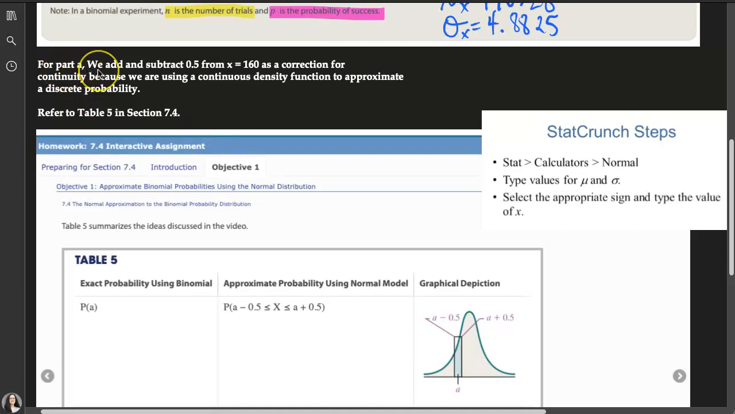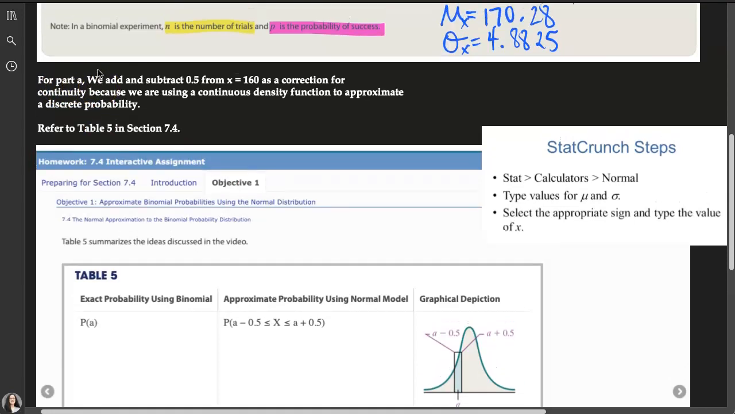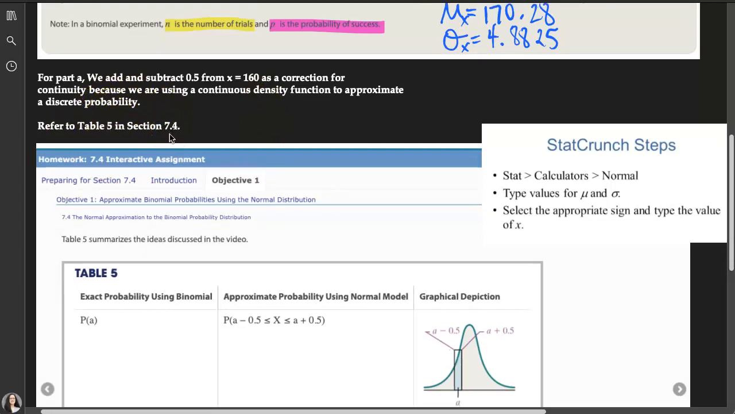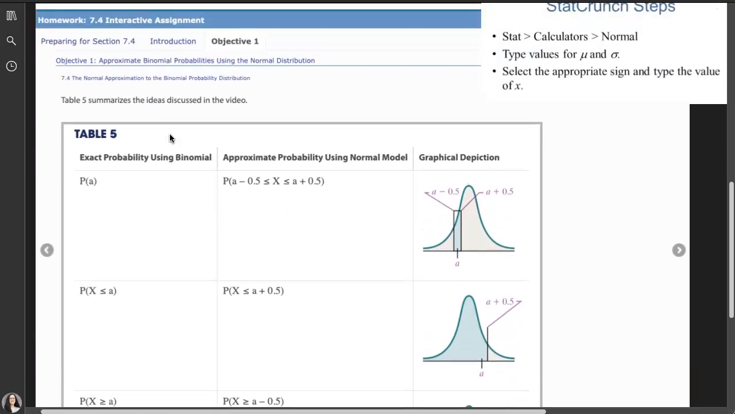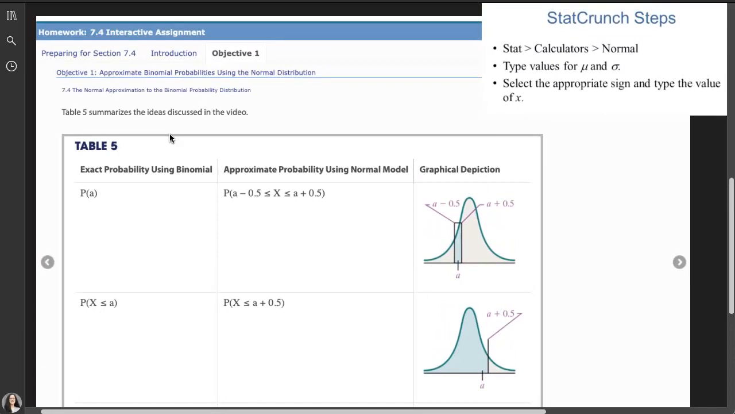So for part A, where we're asked to find the probability that x equals 160, we will need to add and subtract 0.5 from 160 as a correction for continuity. Again, because we're using this continuous function to approximate the discrete probability. I've referenced here table 5 in section 7.4, and I could not capture the entire screenshot, but I've got enough for us to at least do parts A and B.